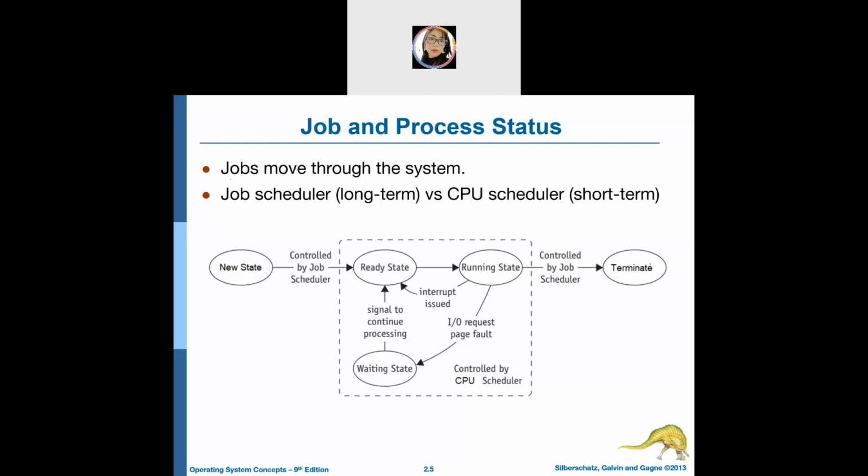So jobs move through a system. There will be 2 types of job only. First is long term and second is short term. For short term, it will be the CPU scheduler, and for the long term, it's going to be your job scheduler.